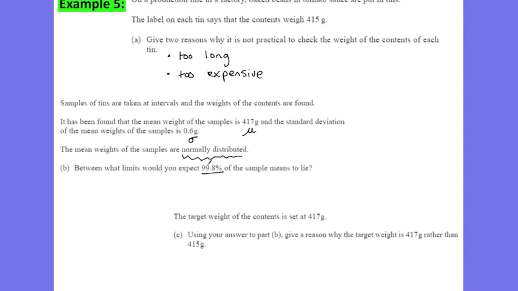Well, we know that in a normal distribution for 99.8%, we need to have the range of the mean plus or minus 3 standard deviations. So let's have a look. We have the mean here at 417. Plus or minus, we'll do both, 3 times standard deviation 0.6. So the limits that we would expect, the lower limit of 415.2 and the upper limit of 418.8.